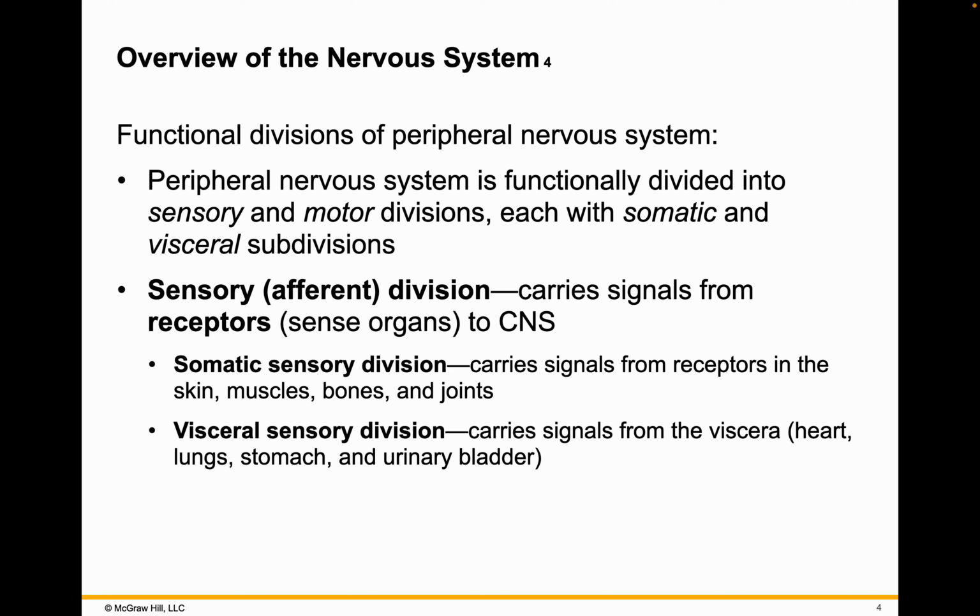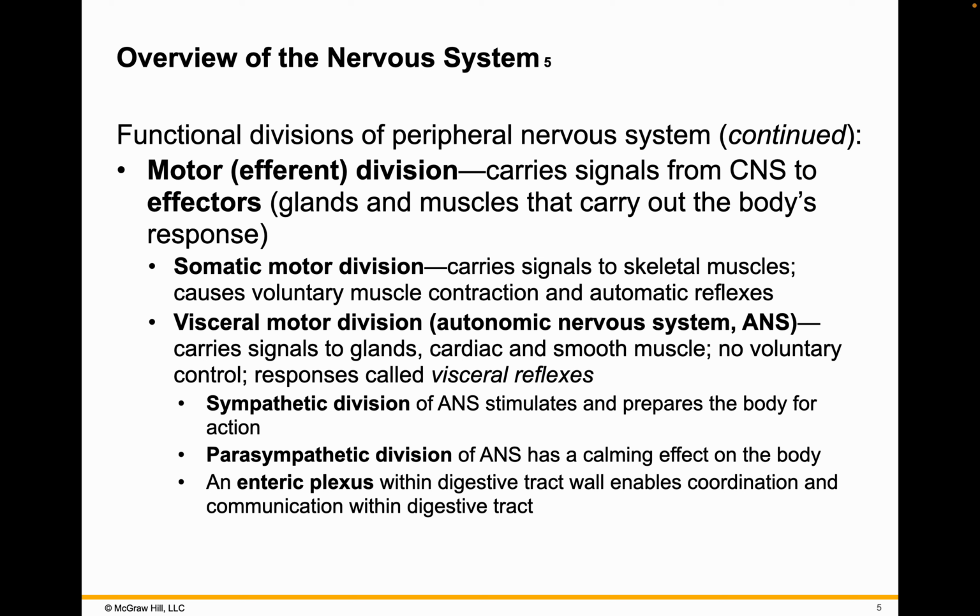Whereas if they're carrying signals from the heart, lungs, stomach, urinary bladder, and other parts of the viscera, they are our visceral sensory division. The motor division is the efferent division. It carries the signals from the central nervous system to the effectors, which are many times muscles, which is where we probably got the word motor from, but they also include glands.